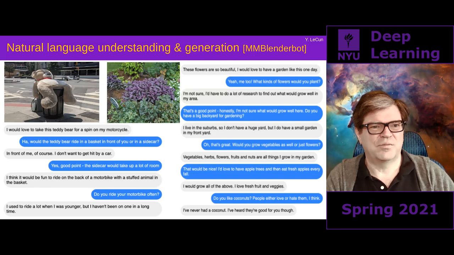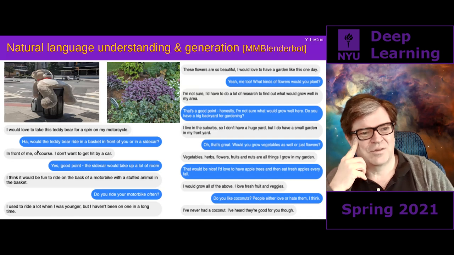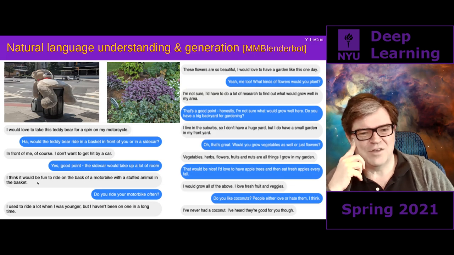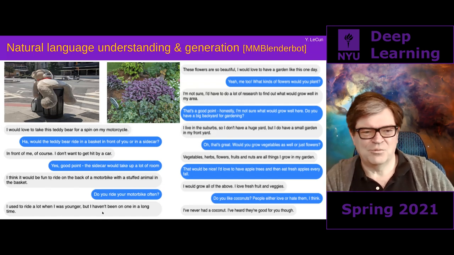So here, you look at this picture. There's a human as well as the bot, and they talk to each other about the picture. I would love to take this teddy bear for a spin on my motorcycle. Would the teddy bear ride in the basket in front of you or in the sidecar? In front of me, of course. I don't want to get hit by a car. Yeah, it's a good point. The sidecar would take up a lot of room. I think it would be fun to ride on the back of a motorbike with a stuffed animal in the basket. Do you ride your motorbike often? I used to ride a lot when I was younger, but I haven't been on one in a long time.